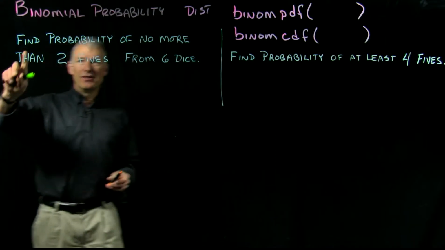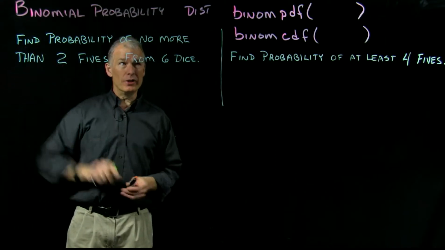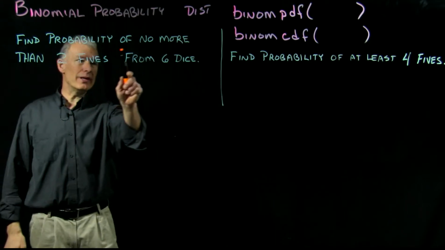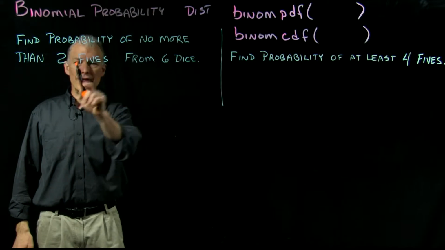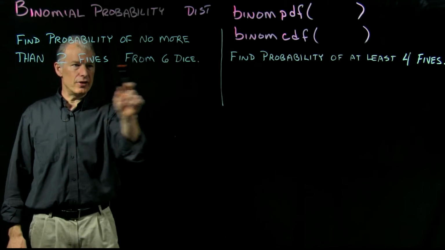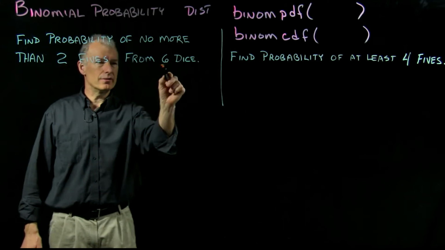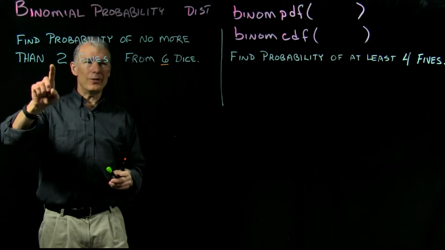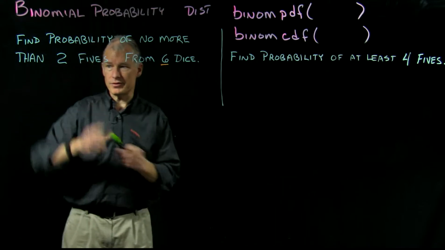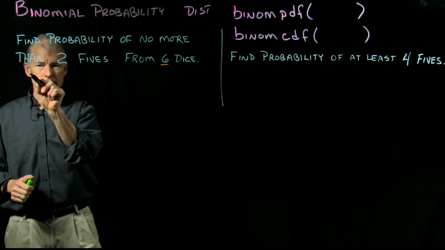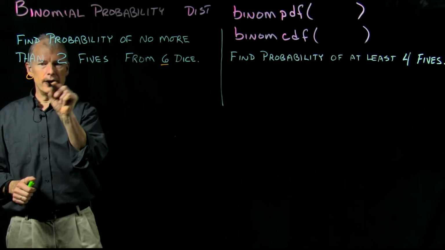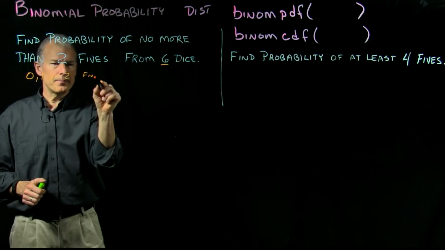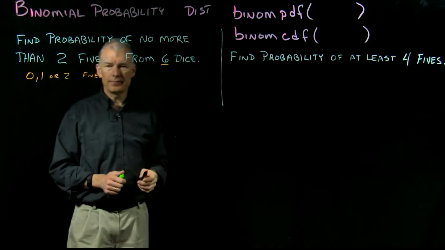All right, so let's do one more binomial probability problem. Let's find the probability of shaking no more than 2 5s from 6 standard dice. I'm going to shake 6 dice. We want to find the probability that we get no more than 2 5s. So what we're saying is we could get 0, 1, or 2 5s. That's what we're looking for, right?